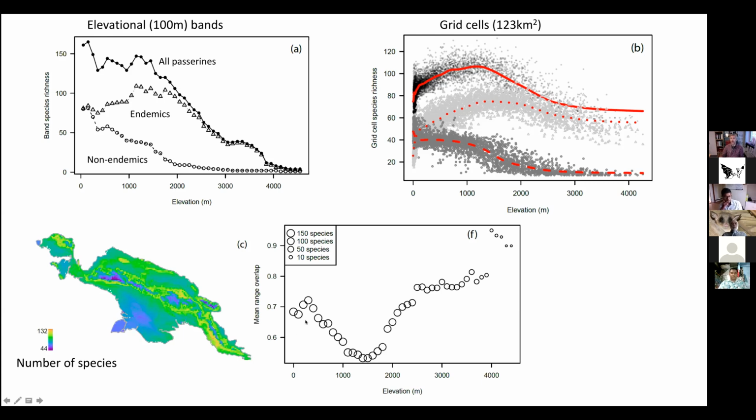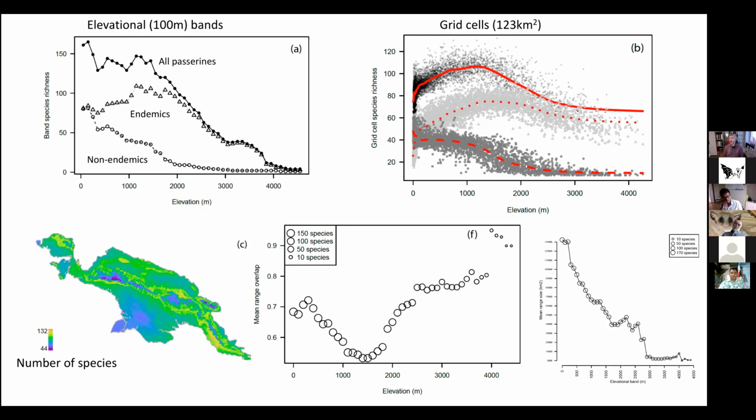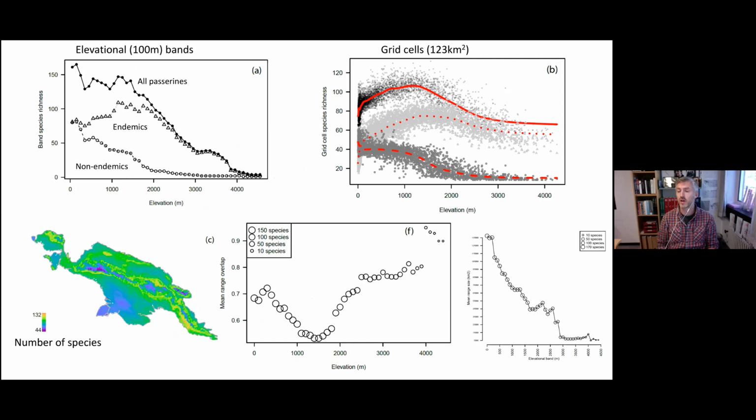Now, an interesting observation is in the mean range overlap of species. So there's a high overlap of species ranges in the lowlands, meaning that if you occur in the lowlands, then you're very likely to coexist with other lowland species and have ranges that are roughly or very similar. Then it drops. So the species range overlap is very small at mid elevations, probably because we have highland species coming down, lowland species coming up, and they just overlap a tiny bit. And then it increases again. So if you're a highland species, you're very likely to overlap with the ranges of other highland species. And finally, we're just taking a look at the mean range size of species.